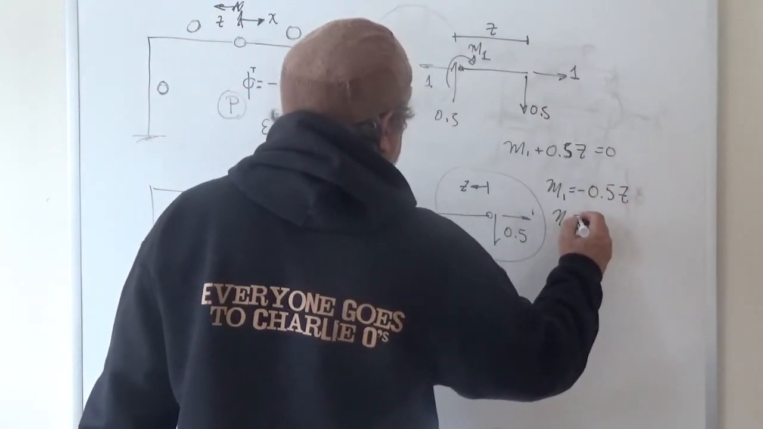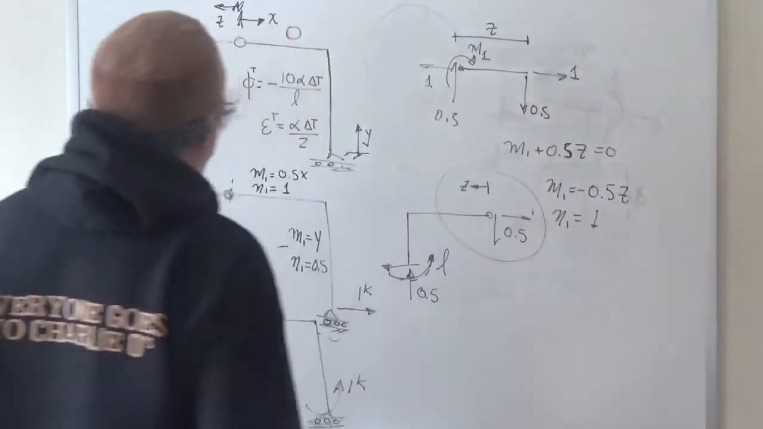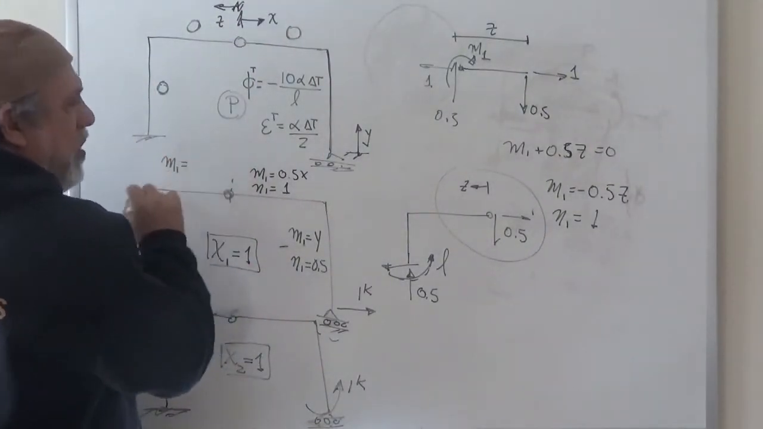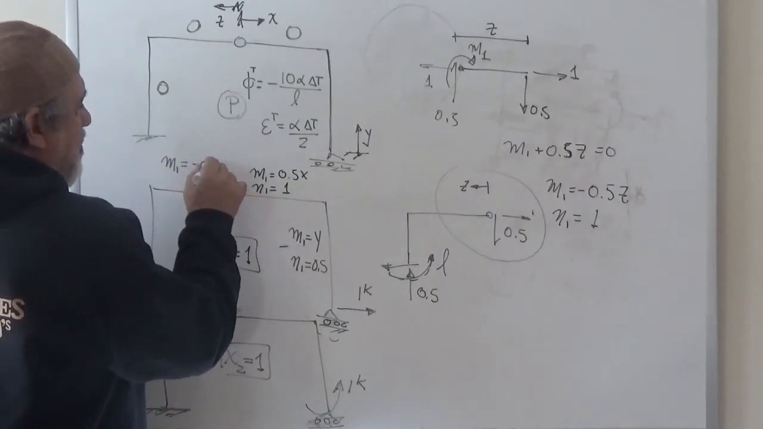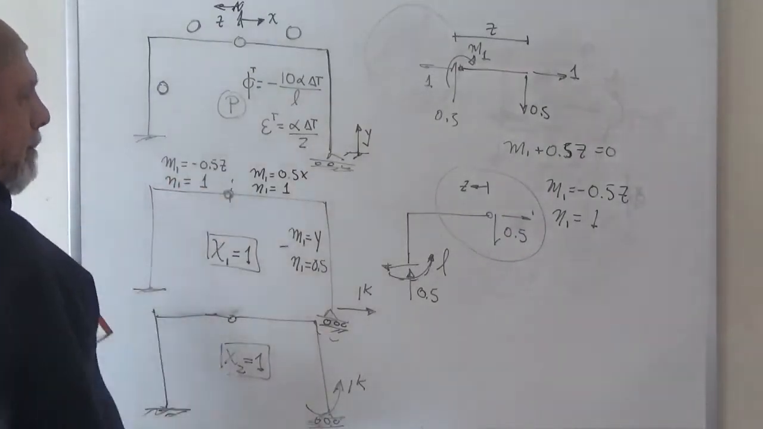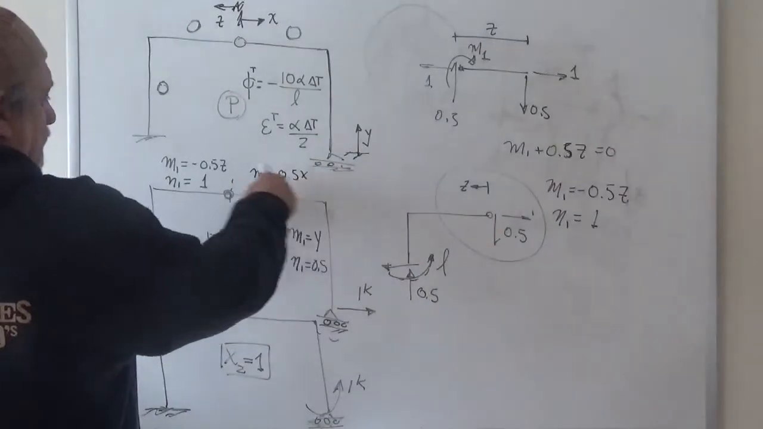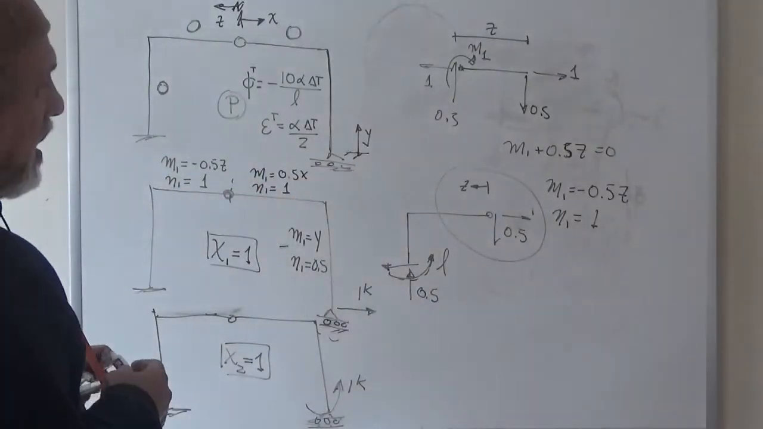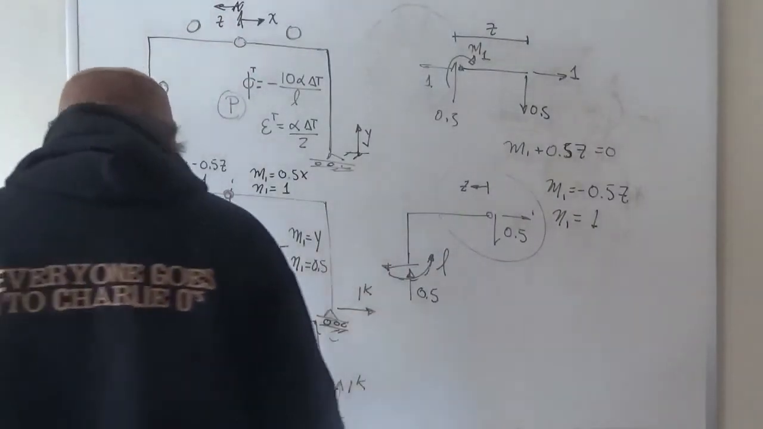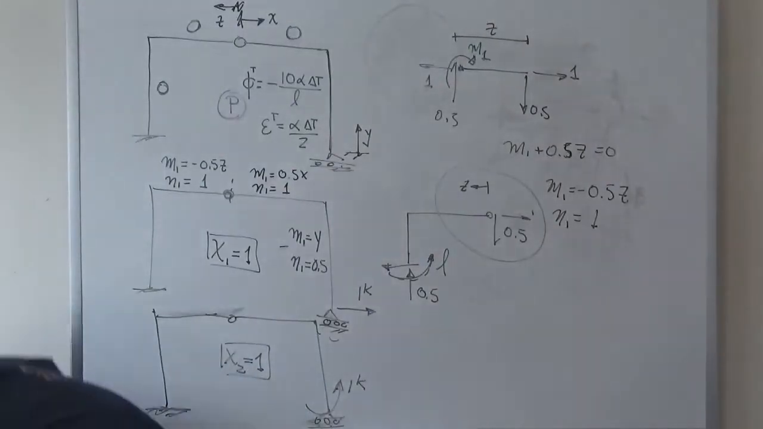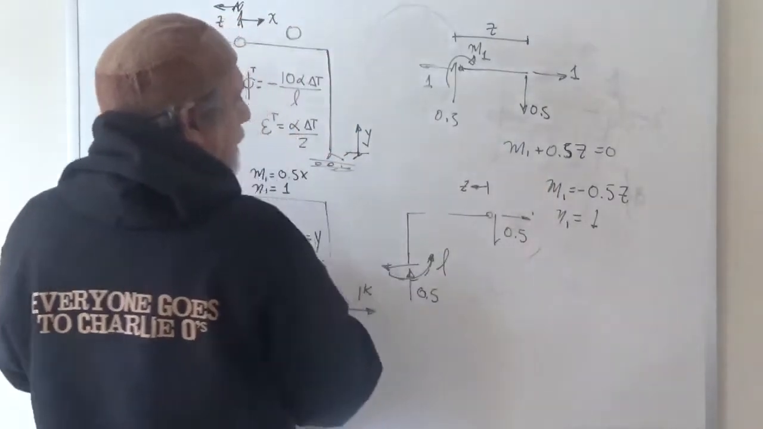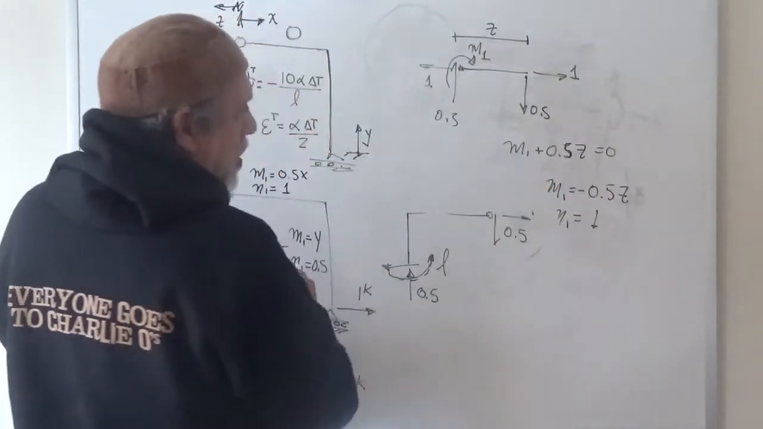And that N1, tension, is equal to 1. So we come here and we say on this bar, M1 is equal to minus 0.5 z, and N1 is equal to 1. Okay? We're done here, here, and here. We have one bar left. That bar is this part here. I don't really care about this right now.